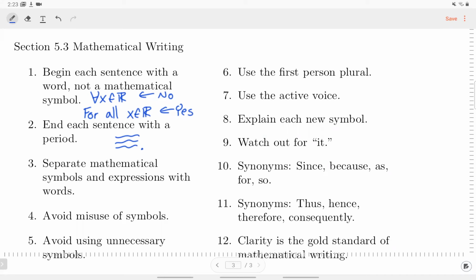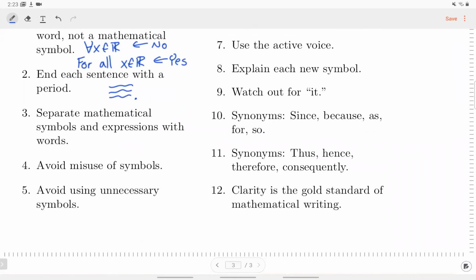Avoid misuse of symbols. The most common ones I see would be people wanting to say an integer plus an integer is an integer, something like that. And they write Z plus Z is Z. That's nonsense. You're saying the set of integers plus the set of integers is the set of integers. That's nonsense, right? So that's a misuse of the symbol. That Z symbol means the set of all integers. It is not a replacement for the word integer in your language.